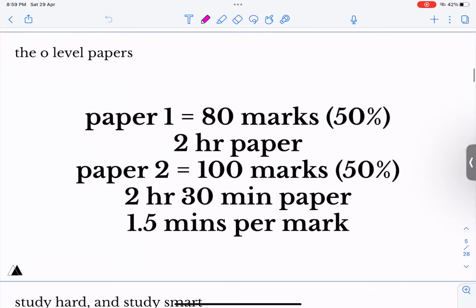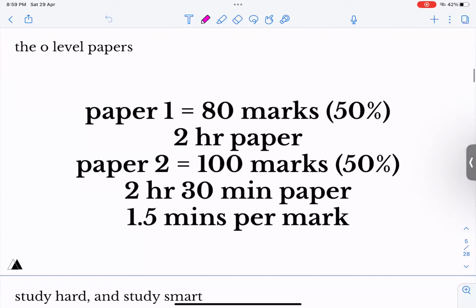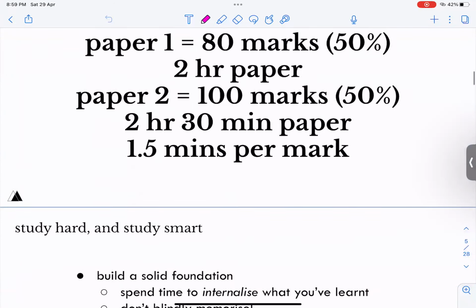Another thing is 1.5 minutes per mark. You can use this to gauge your practices. Let's say you have a 10-mark question, 15 minutes.